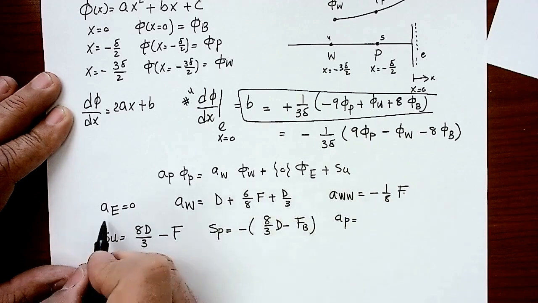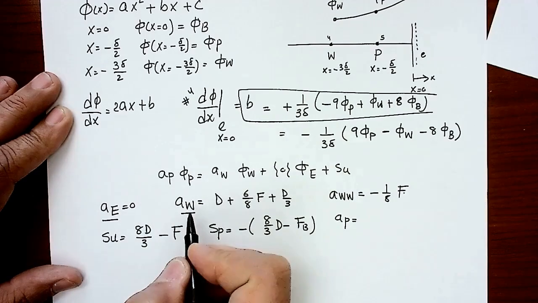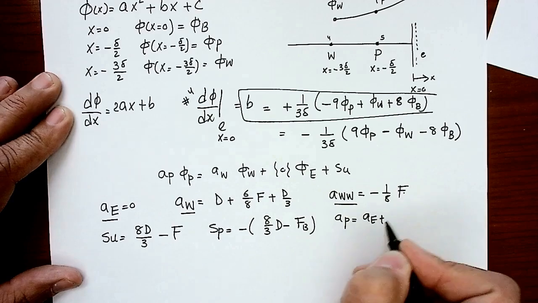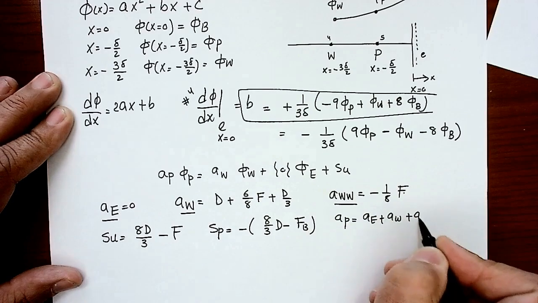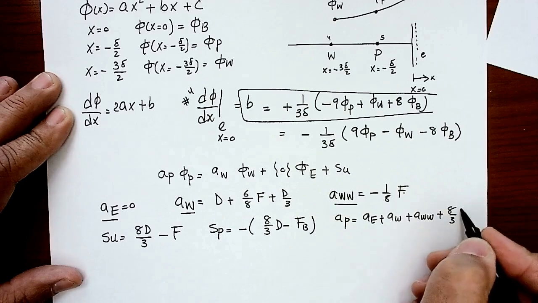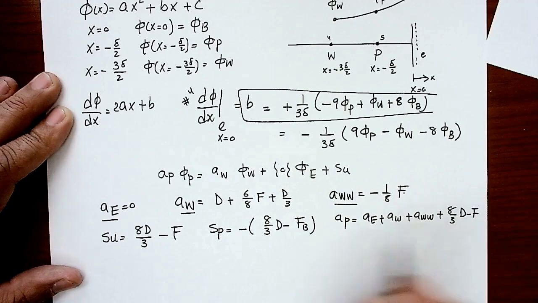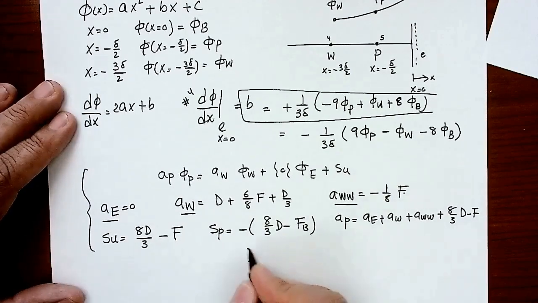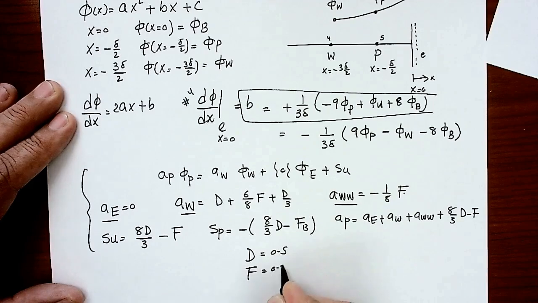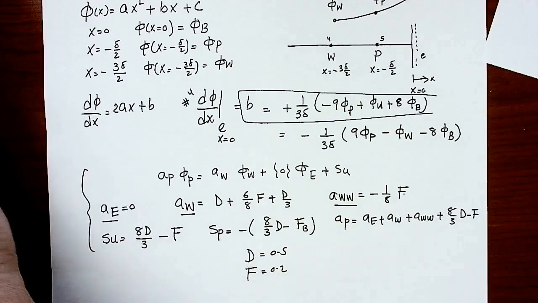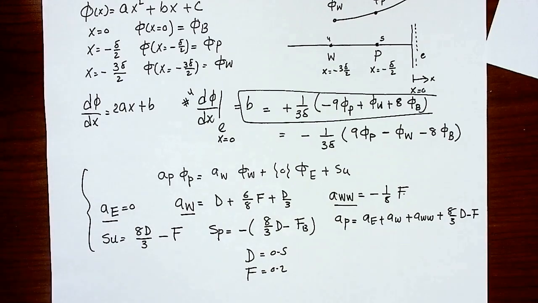I should add A East, A West, AWW. So this would be A East plus A West plus AWW plus 8 over 3 D minus F. So these are the coefficients here. Again, I have the value of D is equal to 0.5. I have the value of F is equal to 0.2. So I'm going to construct the table of coefficients, collecting all of them together and see how that table looks like.